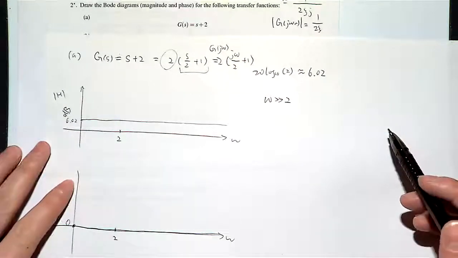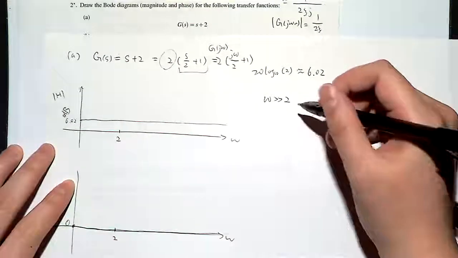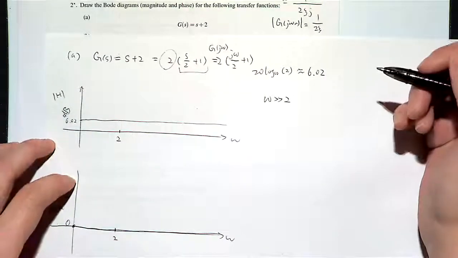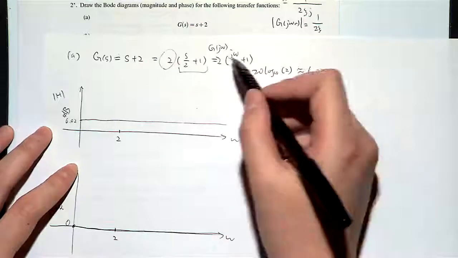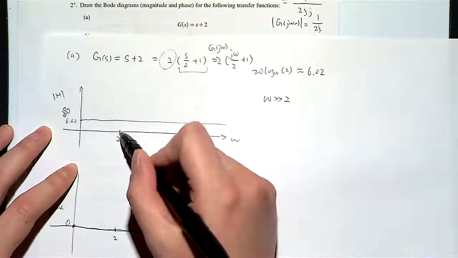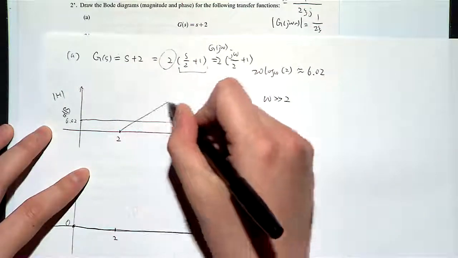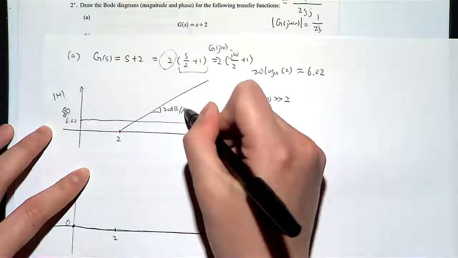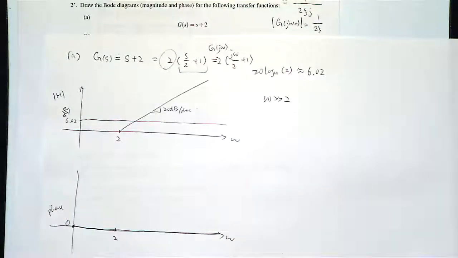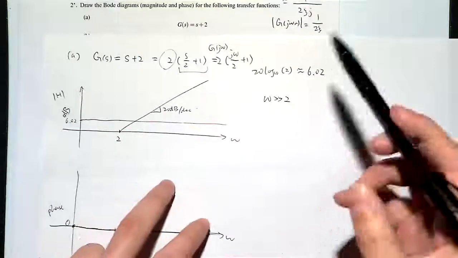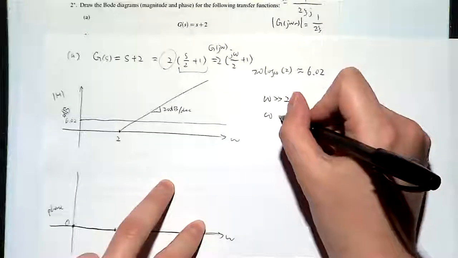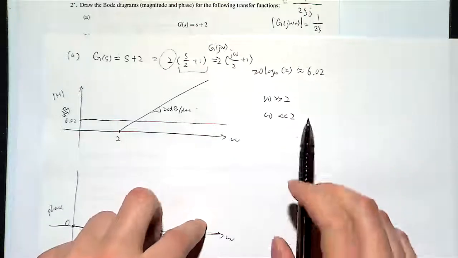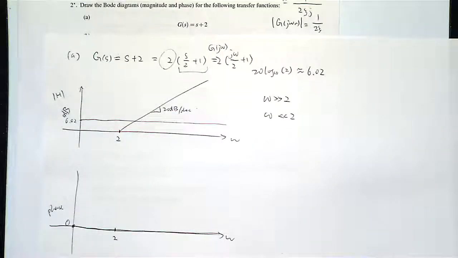Increases. Yes, increases. So we know that it increases with a slope of 20 dB per decade, right? And when omega is far lower than 2, what happens?